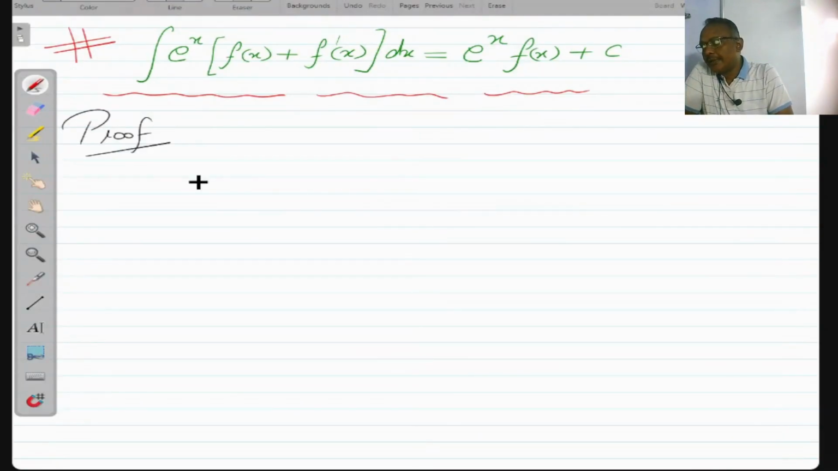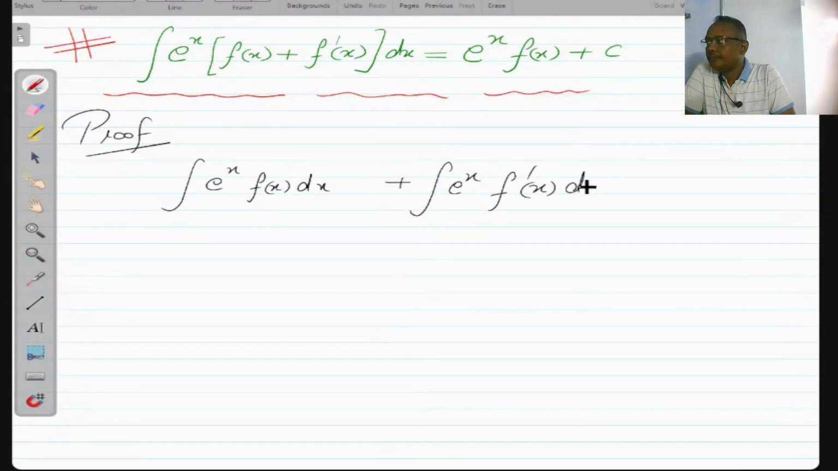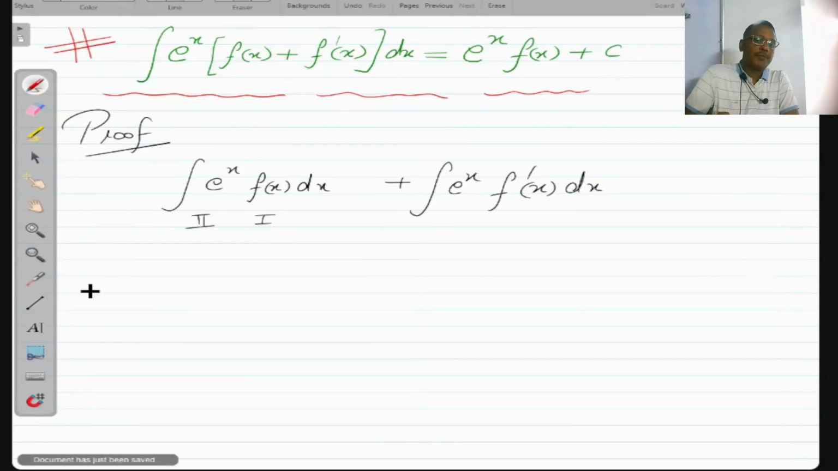Okay, let's see the proof. Simple proof. Integral of e to the power x f x dx, plus e to the power x f dash x dx. I have simply opened the bracket. According to ILATE, e is always at the end, so we take that as the second function. Whatever the function is, we take that as the first function, because according to ILATE, e is always at the end.